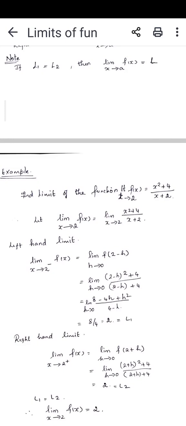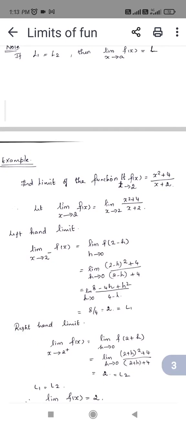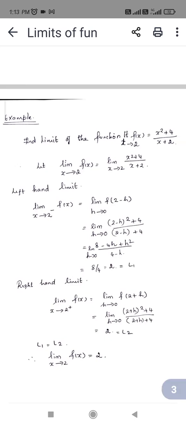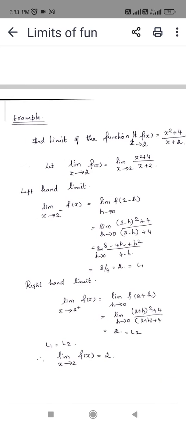8 minus 4h plus h square divided by 4 minus h. When h tends to 0, everything will tend to 0, and the remaining is 8 by 4, which is equal to 2, that is your L1. Similarly, the right hand limit, x tends to 2 plus f of x is equal to limit h tends to 0 of f of 2 plus h. On applying the limit, you will get the answer 2.